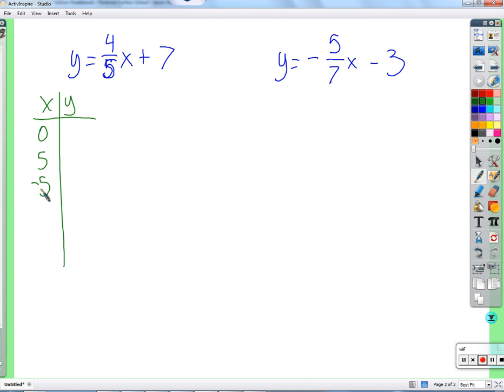Now, why is 0 such an easy one to choose? You just get rid of x. You get rid of this x term because 4 fifths times 0 is 0. Anything times 0 is 0. That makes it really easy to not even do any work, really, to realize that we just have 7 left. Okay, let's turn to the graph. 0, 7.